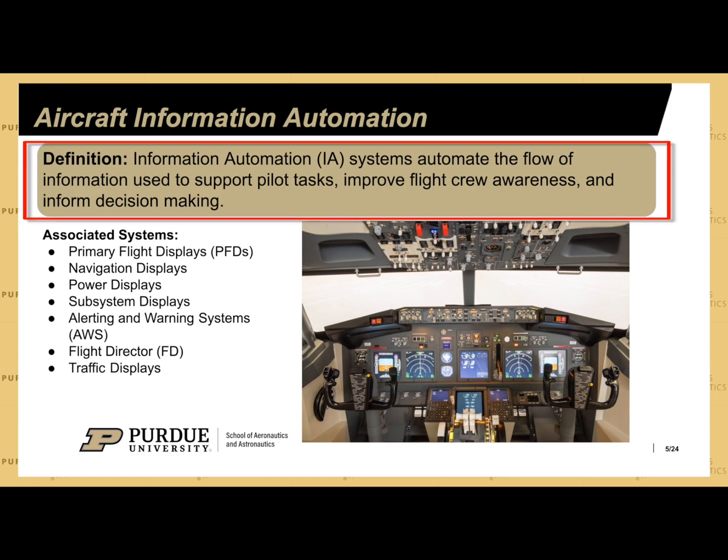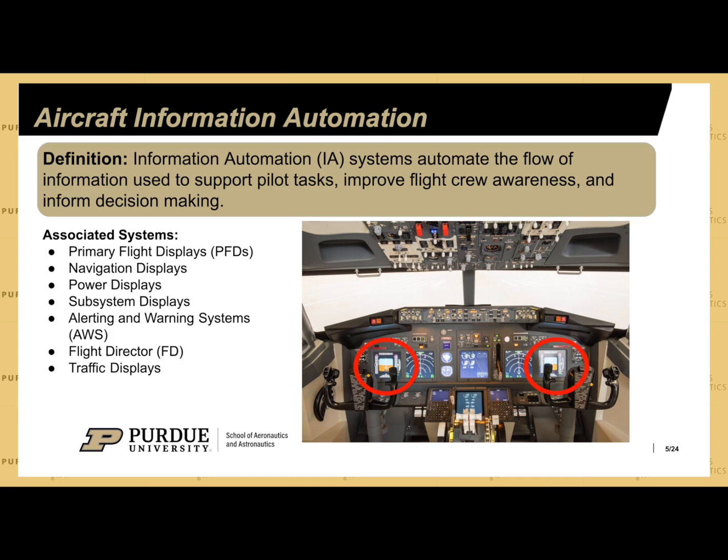Information automation systems automate the flow of information used by the pilots during aircraft operation. The information is gathered and displayed on the primary flight displays, which can be seen in the cockpit image. The displays show navigational information, engine information, important subsystem information, as well as alerts and warnings. Information automation improves the flight crew's situational awareness and helps the pilots make informed decisions.